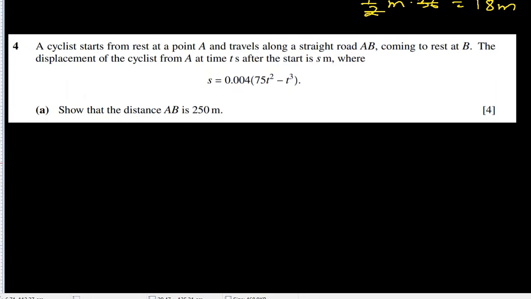Question 4. A cyclist starts from rest at a point A. Okay, so here v is 0. Obviously s is also 0. And goes towards B, coming to rest at B also. So here also v is 0. And this point is B. The displacement of the cyclist from A at time t seconds after start is s meters, and it is given by this one. So this is the displacement.